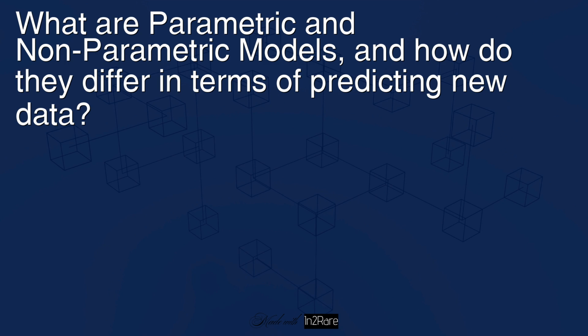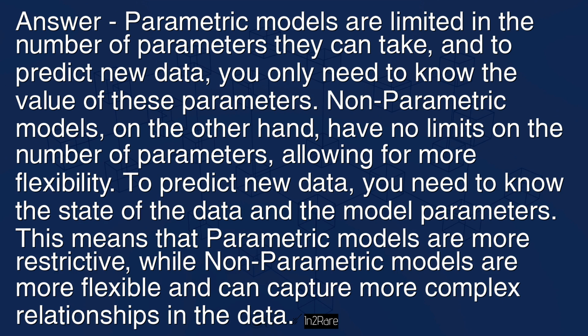What are parametric and non-parametric models, and how do they differ in terms of predicting new data? Answer: parametric models are limited in the number of parameters they can take, and to predict new data, you only need to know the value of these parameters. Non-parametric models, on the other hand, have no limits on the number of parameters, allowing for more flexibility. To predict new data, you need to know the state of the data and the model parameters. This means that parametric models are more restrictive, while non-parametric models are more flexible and can capture more complex relationships in the data.